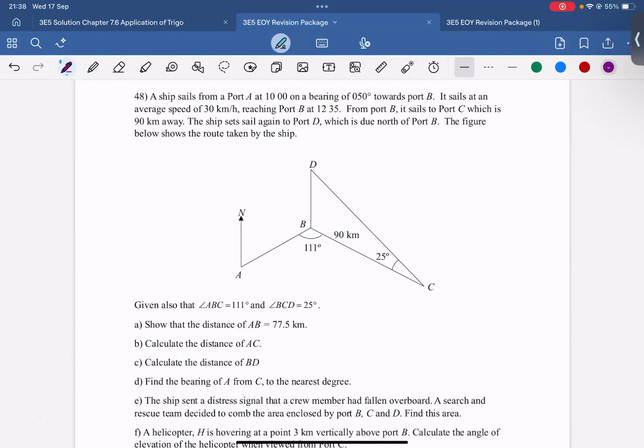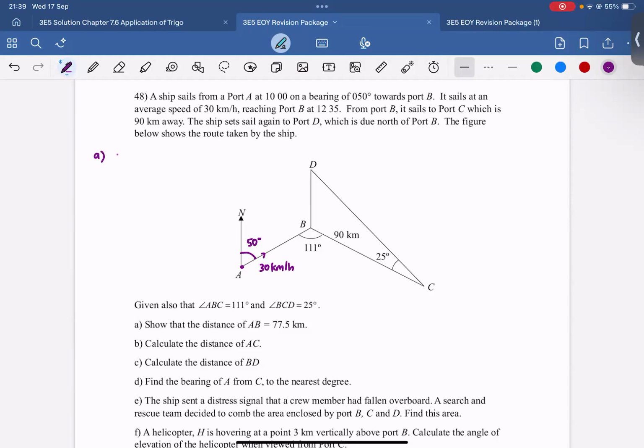A ship sails from port A at 10 a.m. So it starts from here at 10 a.m., bearing 50. So this tell me this is 50 degree. It sails at an average speed of 30 km per hour, reaching port B at 12:35. From port B, he sailed to port A, 90 km away. Then he sail again to port D, which is due north. The figure below is the route taken by the ship. Show that AB is 77.5. How?